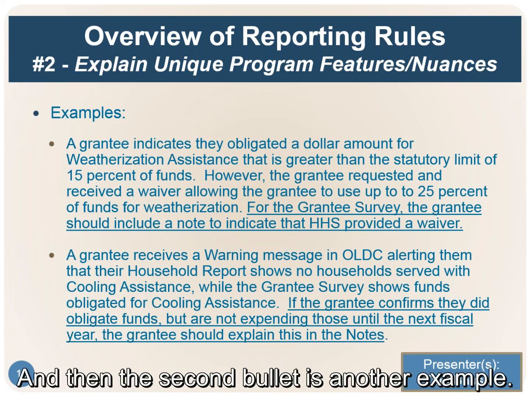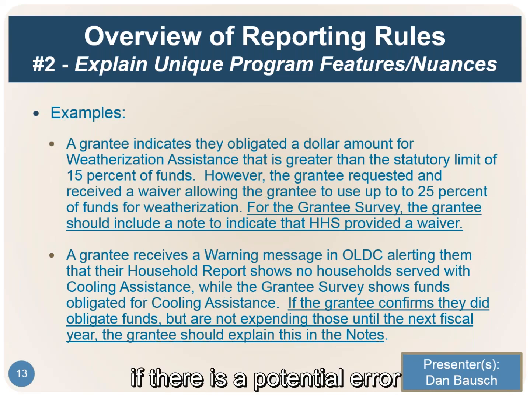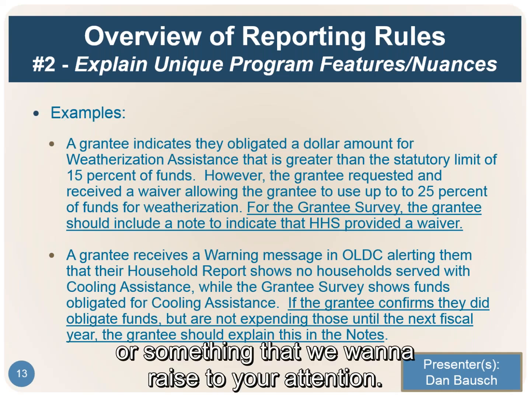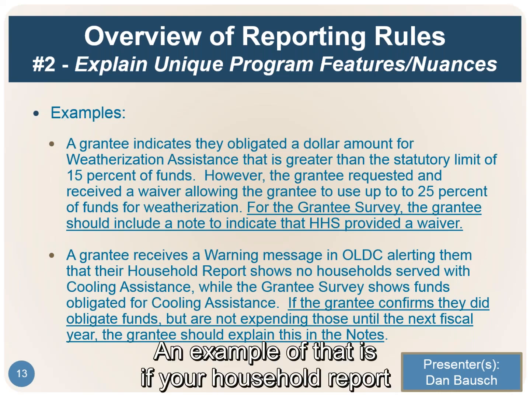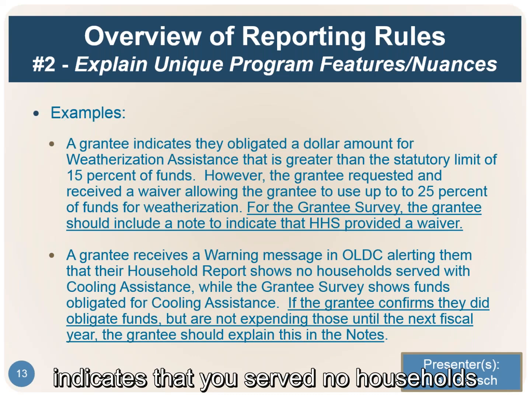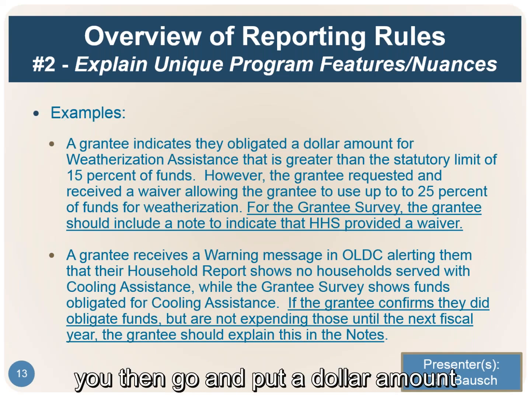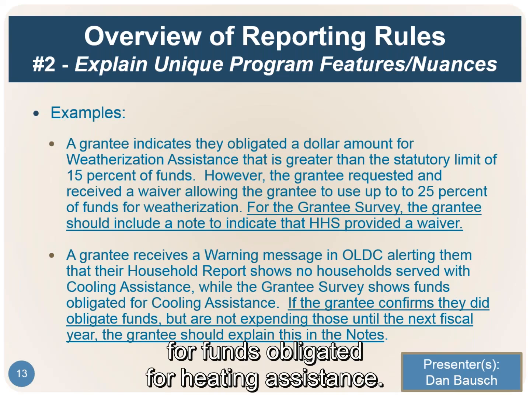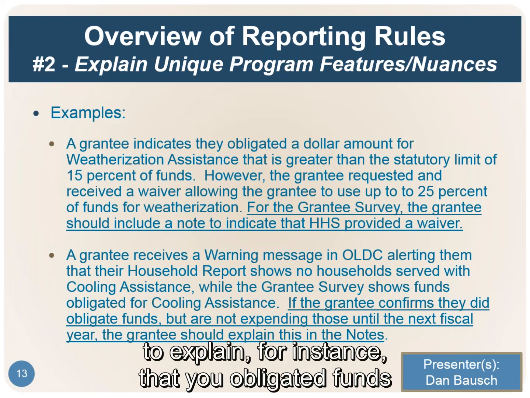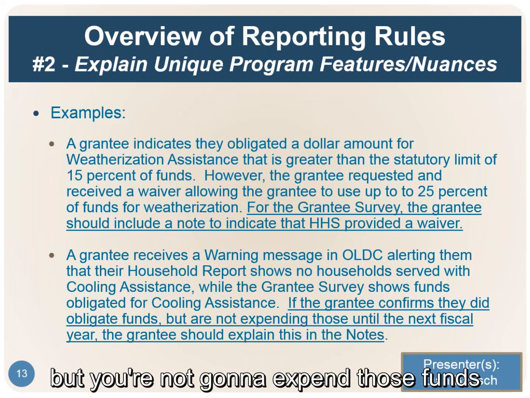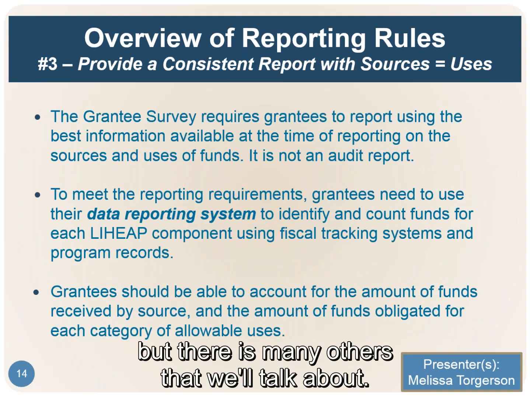And then the second bullet is another example. In OLDC, there are warning messages that will appear if there's a potential error or something that we want to raise to your attention. An example of that is if your household report indicates that you served no households with heating assistance, but in your grantee survey you then put a dollar amount for funds obligated for heating assistance, you'd receive a message, and that would be a case where you could add a note to explain, for instance, that you obligated funds, but you're not going to expend those funds until the next fiscal year. So those are just two examples, but there's many others that we'll talk about.